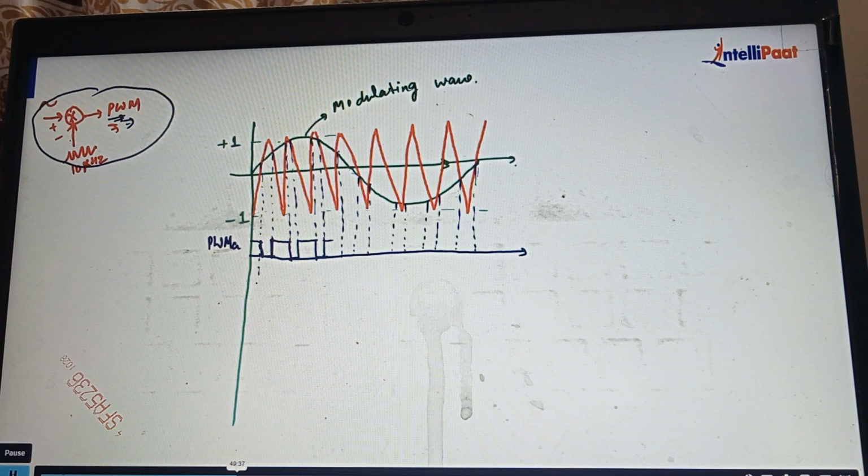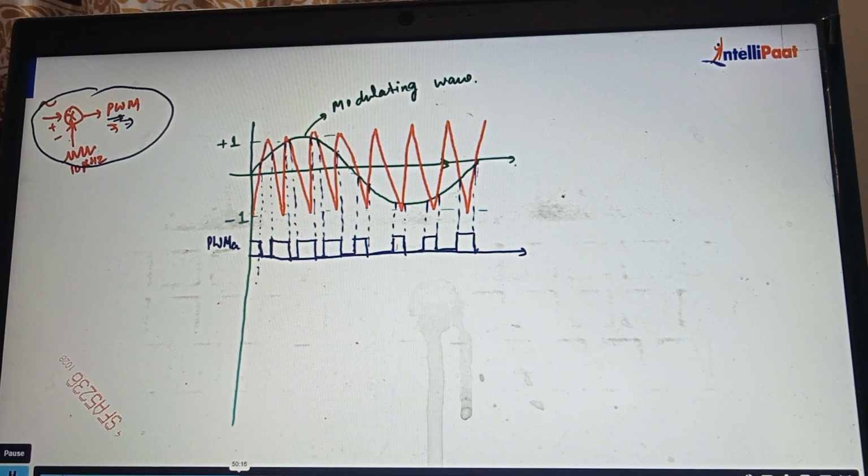Here the triangular wave is higher, so it is off. Here the modulating wave is higher, so it is off. Here it is off and on. Then the modulating wave is lower than this, so off, on, right? It will be on in this case, no, here higher, and this one is correct. And then the triangular is higher here, higher, and so on. So this way we are going to see what kind of pulses we have generated for PWM A.